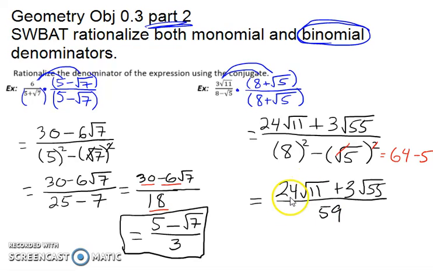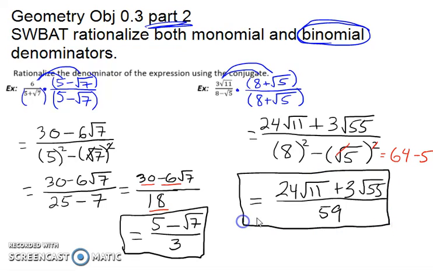Now, I will look for, just in case it reduces, anything that cancels out. 3, 24, and 59 actually have nothing in common. 3 and 24 do, but 59 doesn't. So this can't reduce like the last one could, so we are done. It is an ugly answer, but notice that the denominator no longer has a square root in it. So that is what we've done. We have rationalized the binomial denominators in both of these cases.